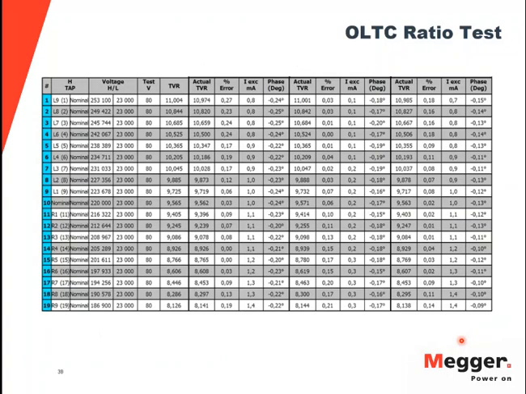If you have an on-load tap changer, you would typically perform the test on all the tap positions, and this is how the sample results would look, where you can see that all the taps were tested, and in addition to that, you have the percentage error column and the phase angle column, which would tell you that if the angle is less than or close to 0 degrees, that's an indication of correct polarity.